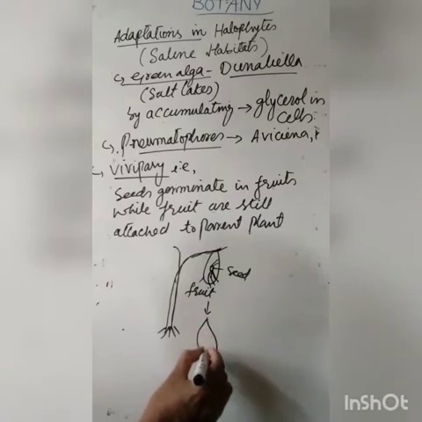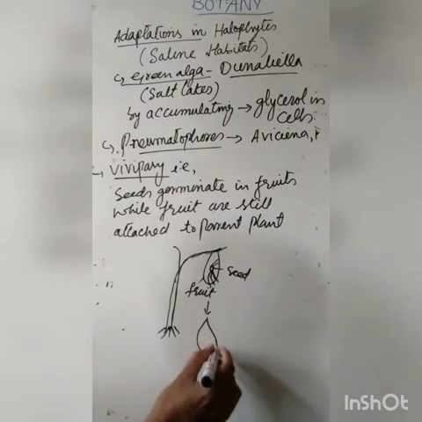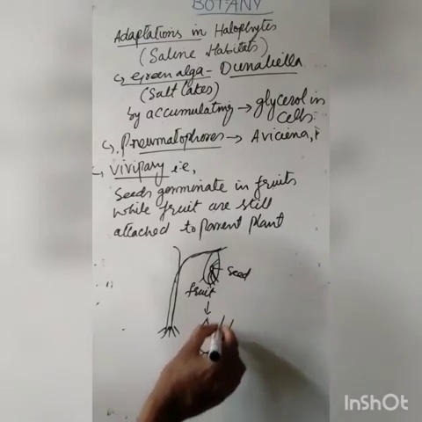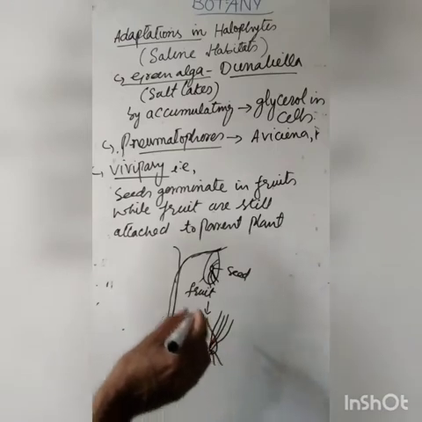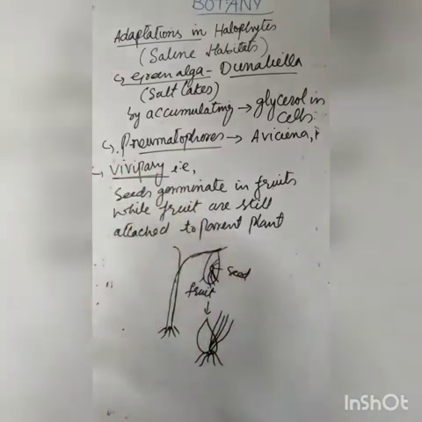As the roots grow, the fruit falls, and this penetrates the roots into the soil, and then the plant develops. This phenomenon is called vivipary. It is an adaptation for halophytes.